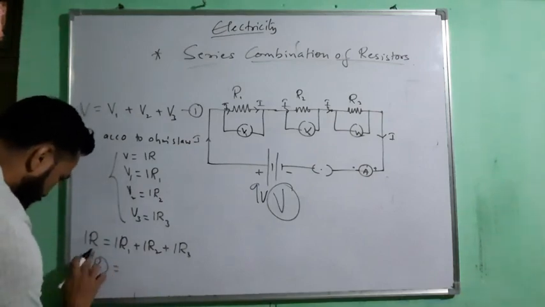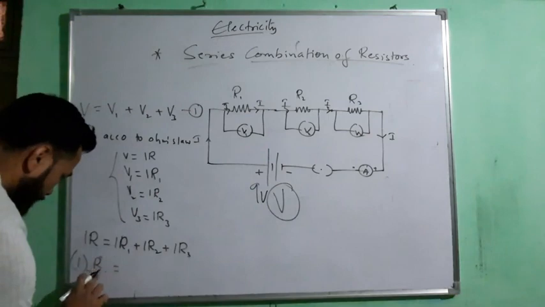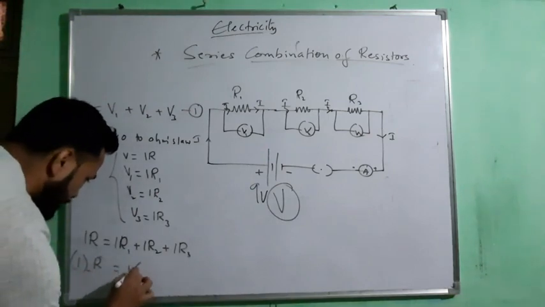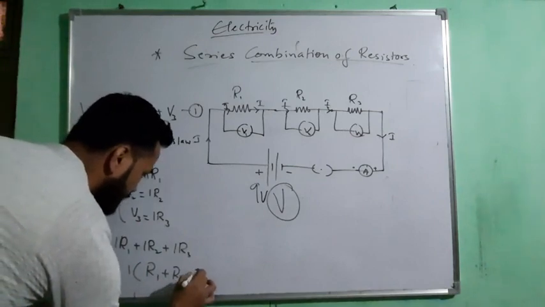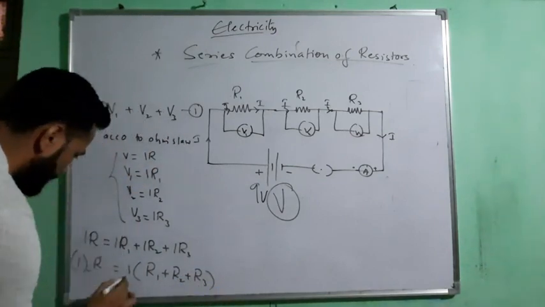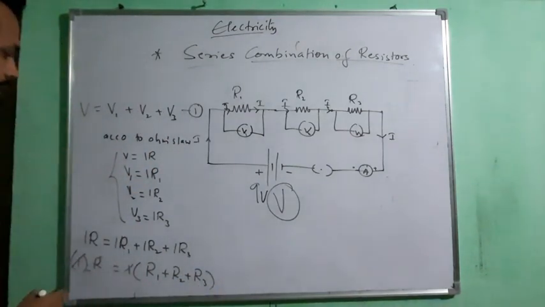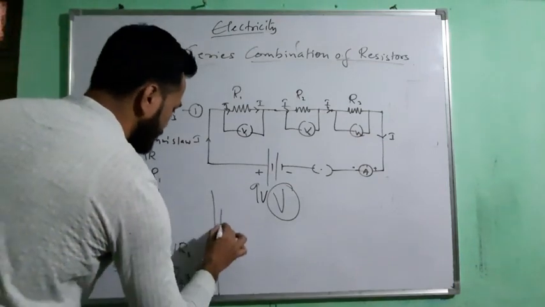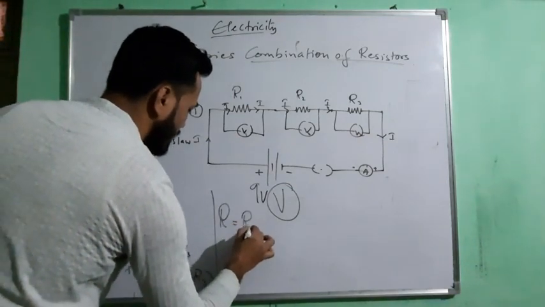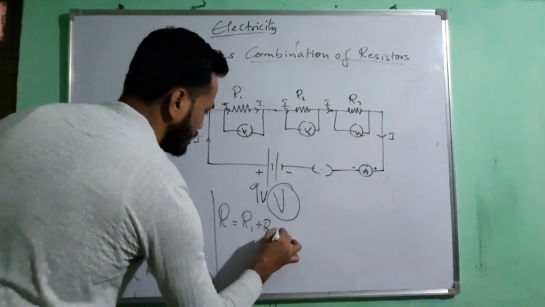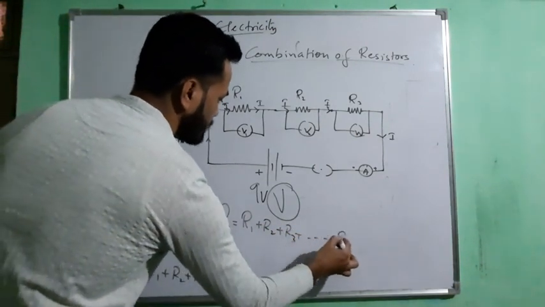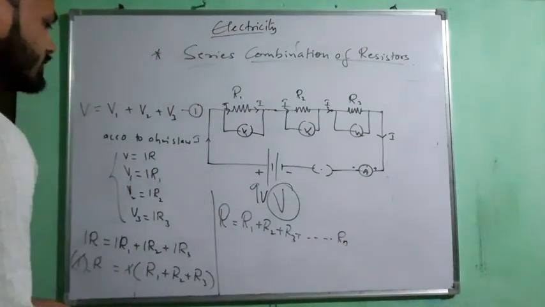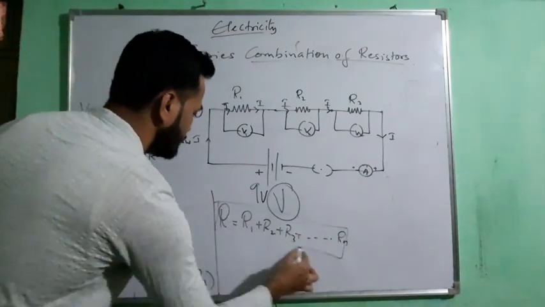Here you can write. Again, I is common, so R1 plus R2 plus R3. I, being common, gets cancelled out. What remains? R is equal to R1 plus R2 plus R3 and so on up to Rn. So this is the formula we have got here.